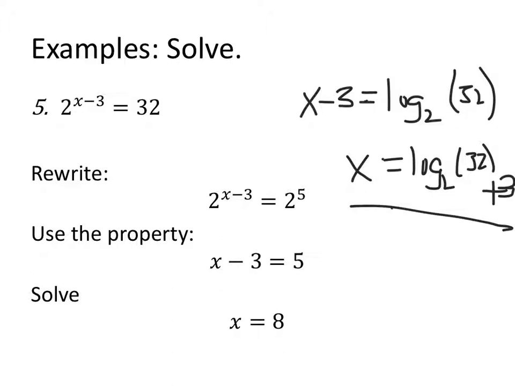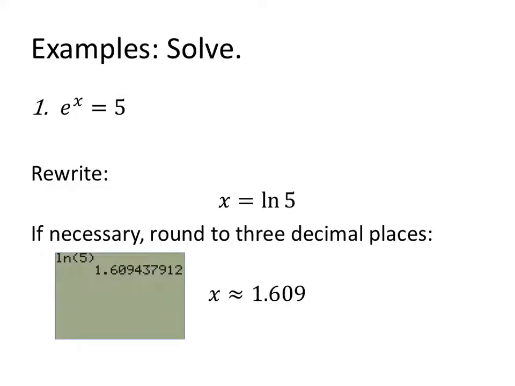If you're allowed the use of a calculator. If you're not allowed the use of a calculator, it's handy to know things like 32 is 2 to the 5th power. But this method of rewriting in log form will always work if you don't recognize the base that this can be written with. There are other times there's nothing we can do.